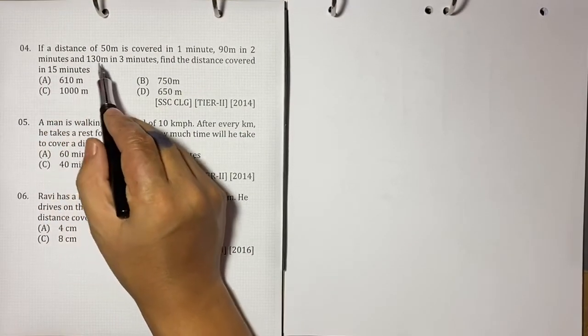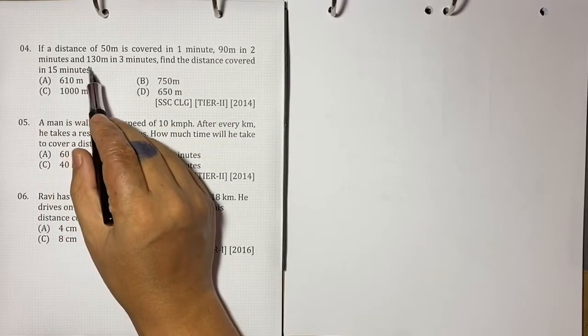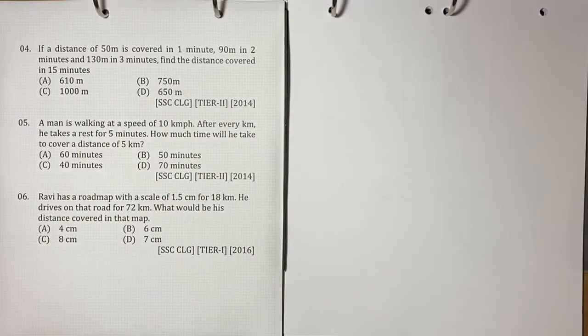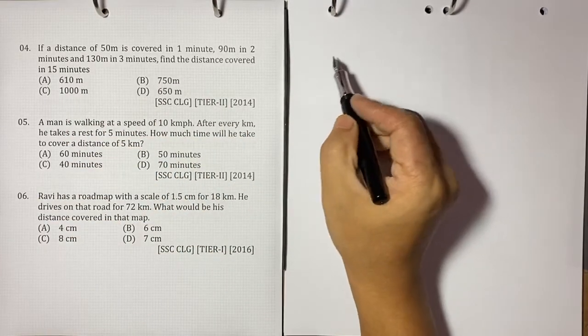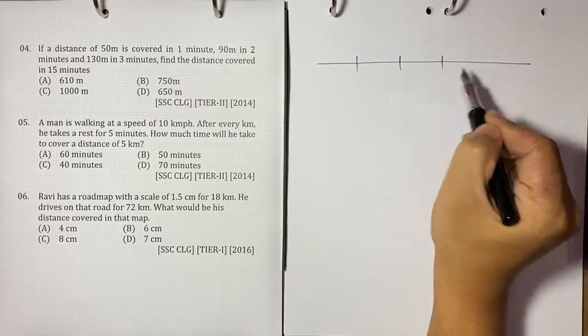If a distance of 50 meter is covered in 1 minute, 90 meter in 2 minutes, and 130 meter in 3 minutes, find the distance covered in 15 minutes. This is a reasoning problem, a time and distance problem.